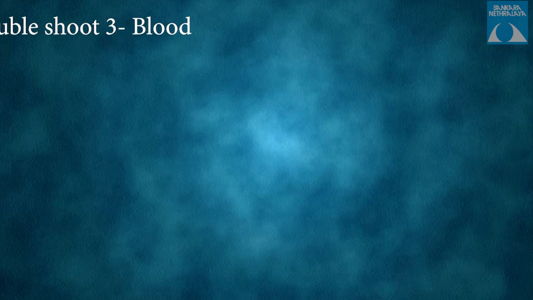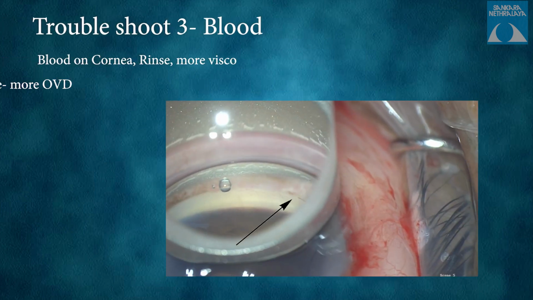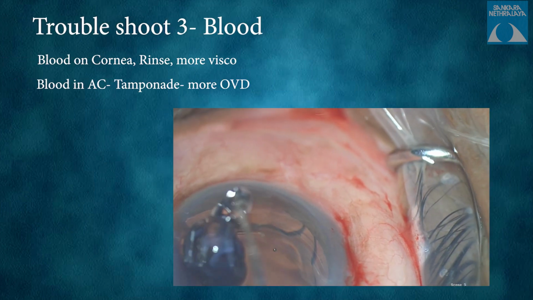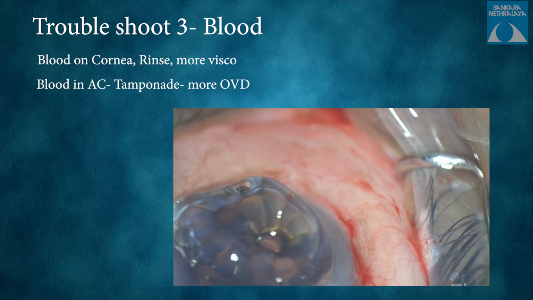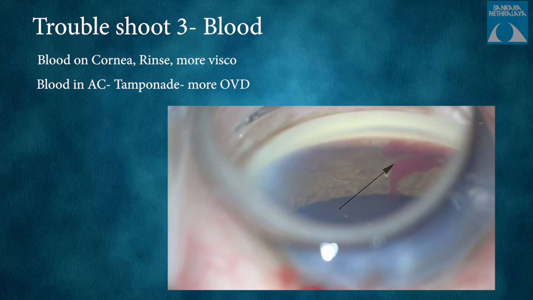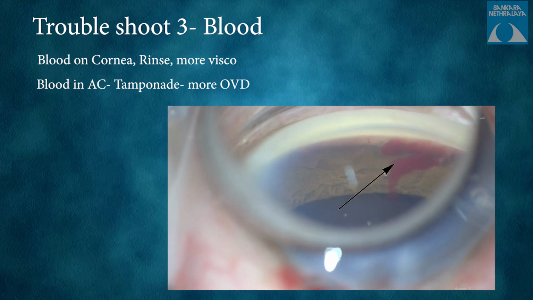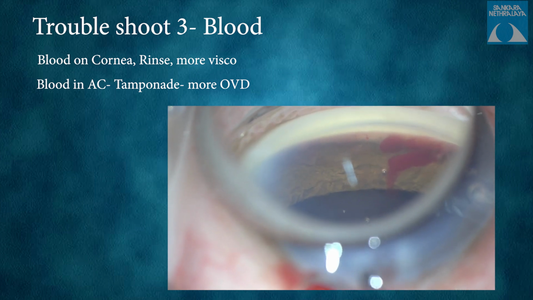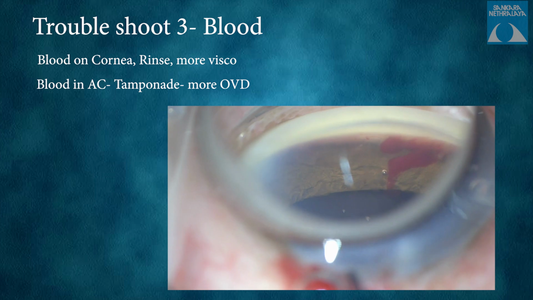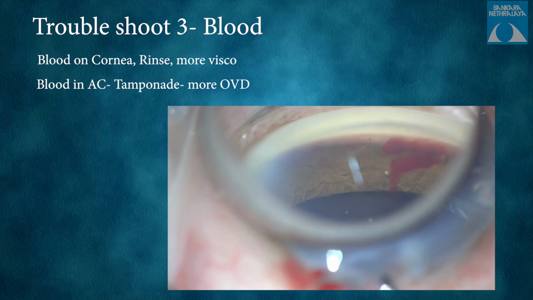If your view is hampered by blood on the cornea, you need to rinse it and reapply viscoelastic substance. Bleeding from the angles is a potential problem which is even more in hypotonous eyes. Viscotamponade helps in controlling the bleed.